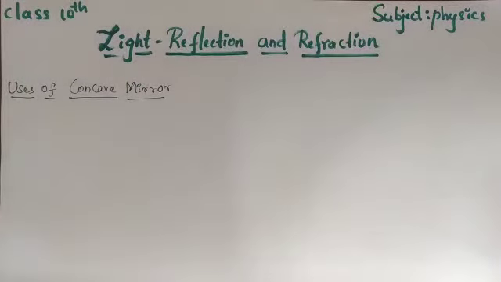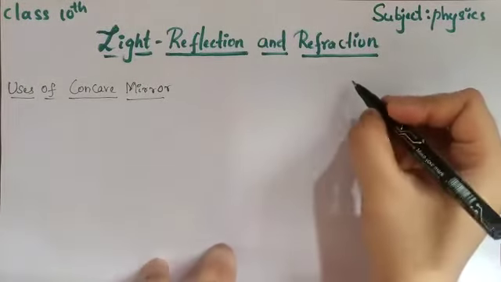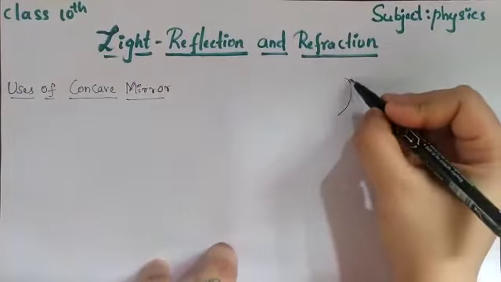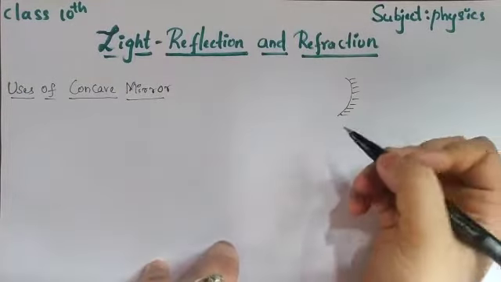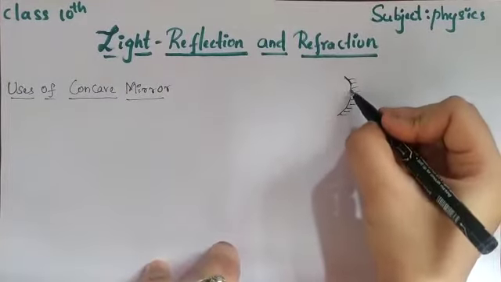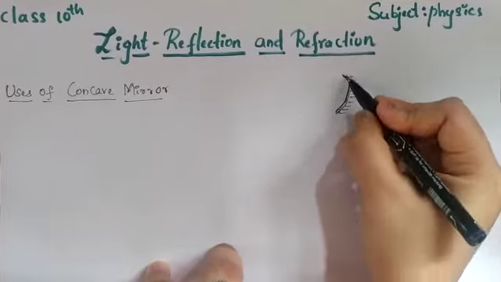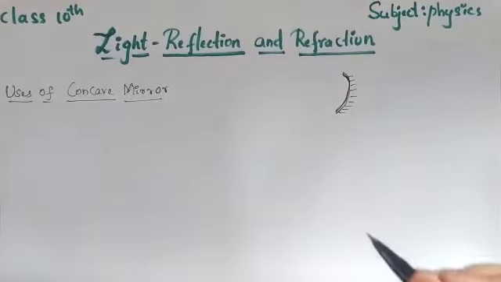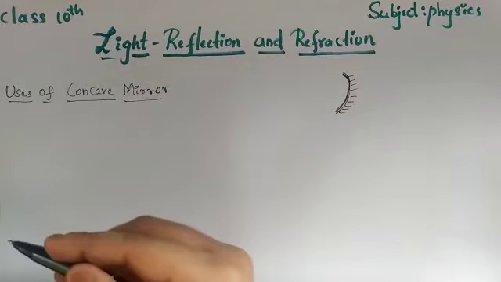Hello students. In the previous class we learned about the concave mirror. A concave mirror is called a converging mirror, where it is curved inwards and this inward side is the reflecting surface. In today's class we are going to discuss the uses of concave mirror.